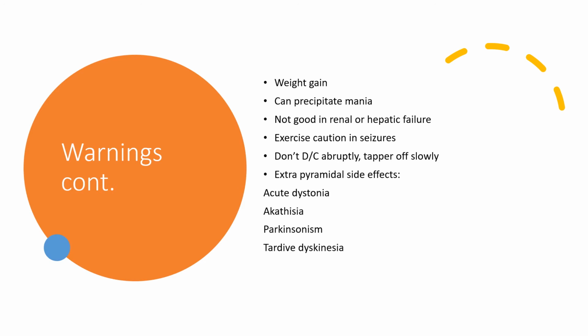It could precipitate mania. Of course, when there is depression and you pick mirtazapine and the individual gets out of depression, then it becomes euphoric and becomes grandiose, and that is a mania, right? It's not good in renal or hepatic failure. We have to exercise caution in anyone with seizure disorder. And this is a very great warning also.